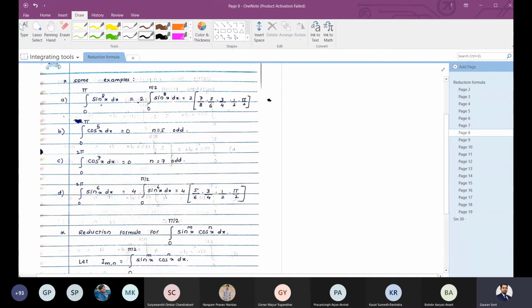So 2 times... does it depend on n, the integral from 0 to pi of sine raised to n? No. It is independent of n. So 2 times the integral from 0 to pi by 2 of sine raised to 8 of x dx. Now for 0 to pi by 2 sine raised to 8, we get 8, 7, 6, 5, 4, 3, 2, 1, or I0. What is I0? I0 is pi by 2.